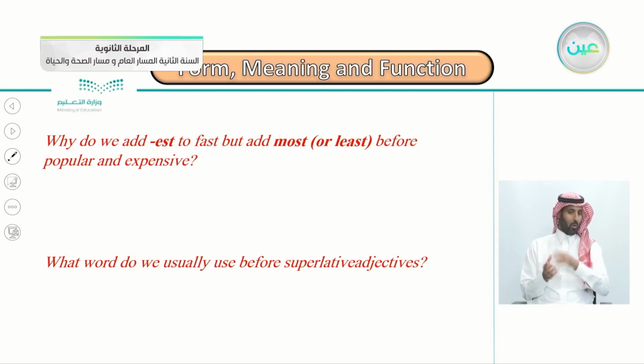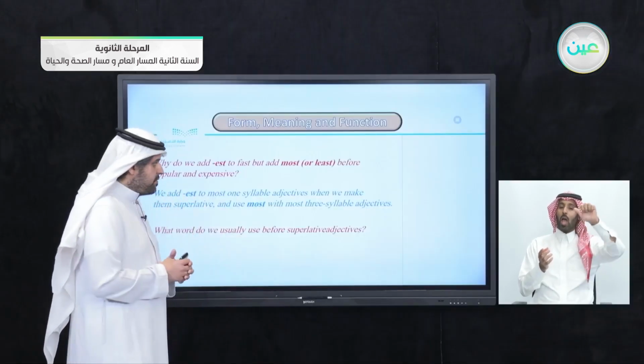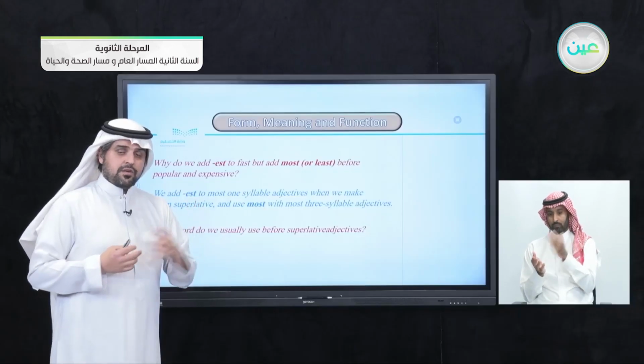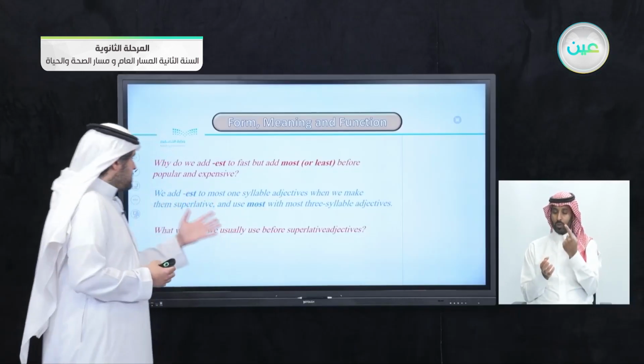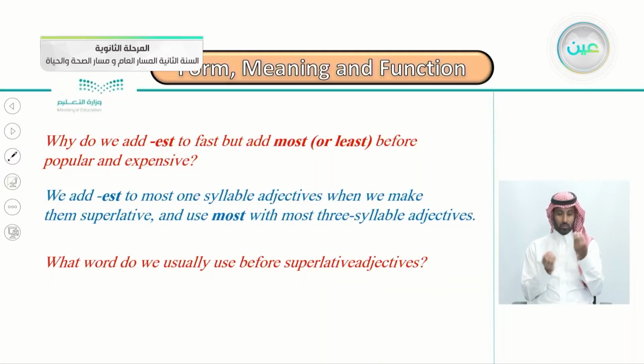Again, why do we add est to fast, but add most or least before popular and expensive? We add est to most one-syllable adjectives, just like we did in the comparative, and we use most with most three-syllable adjectives. So we're coming back to the syllables. If it's a one-syllable adjective, we use est, the fastest, for example. And if it's a three-syllable adjective, we write most or least.